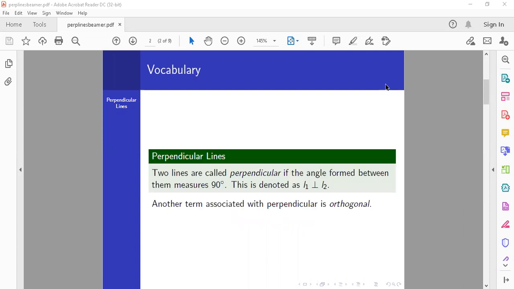Two lines are called perpendicular if the angle formed between them measures 90 degrees. This is denoted as L1, an upside down T symbol, and then L2. That upside down T symbol means perpendicular, so this would be L1 is perpendicular to L2. Another term associated with perpendicular is orthogonal.